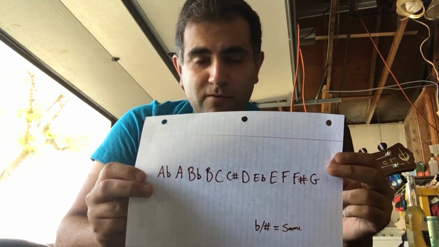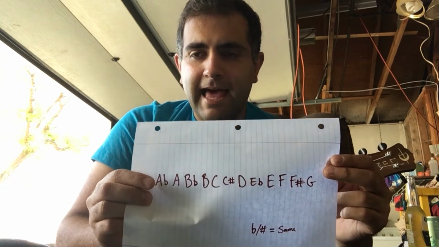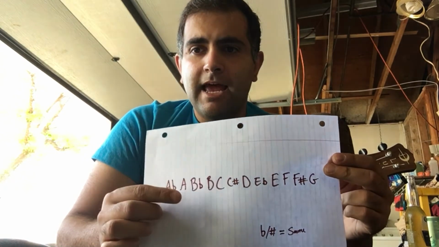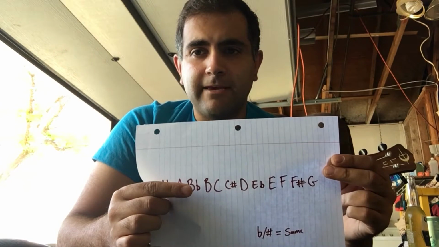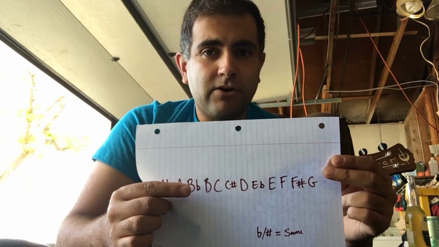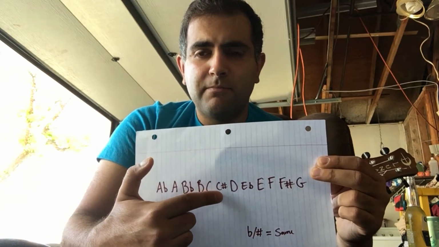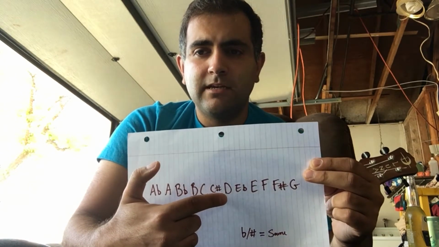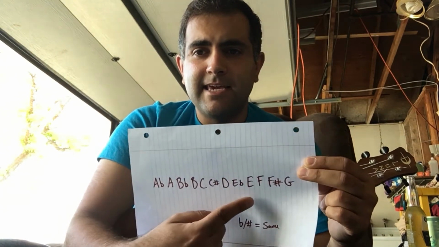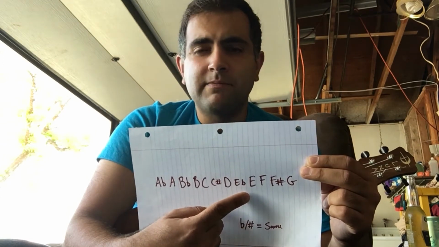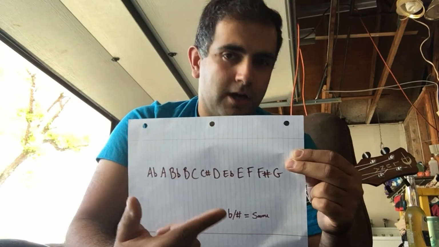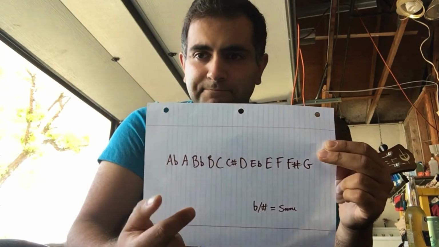So the order of the chromatic scale goes A flat to A, and then B flat to B. And between B and C there are no sharps and flats. And then we have C to C sharp, and then C sharp to D, E flat to E, and then there's no sharps and flats between E and F. F sharp, and then finally G, and then back to A flat or G sharp. It just depends on what you want to call it.